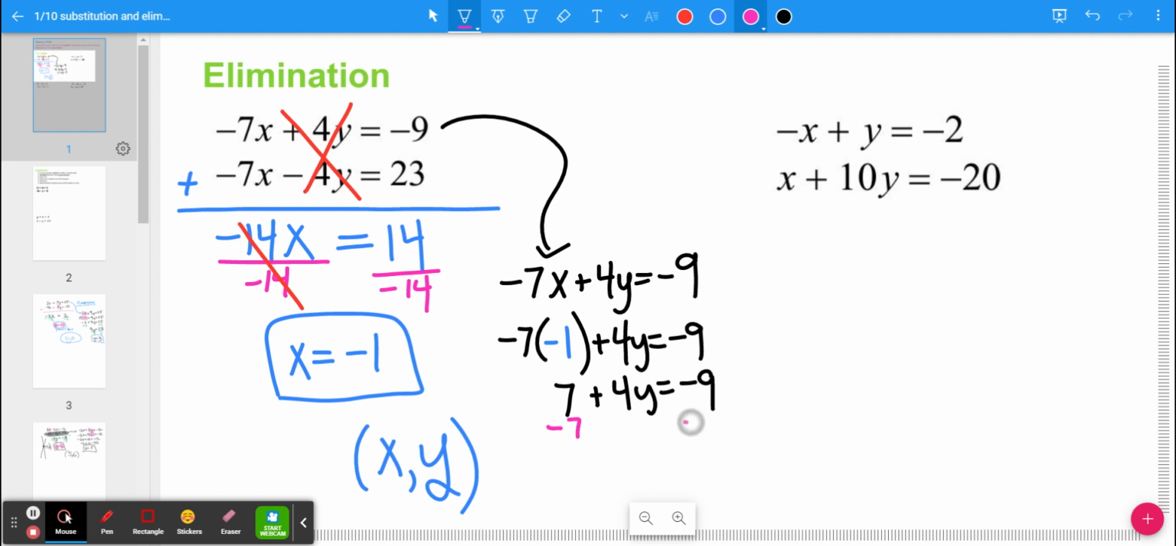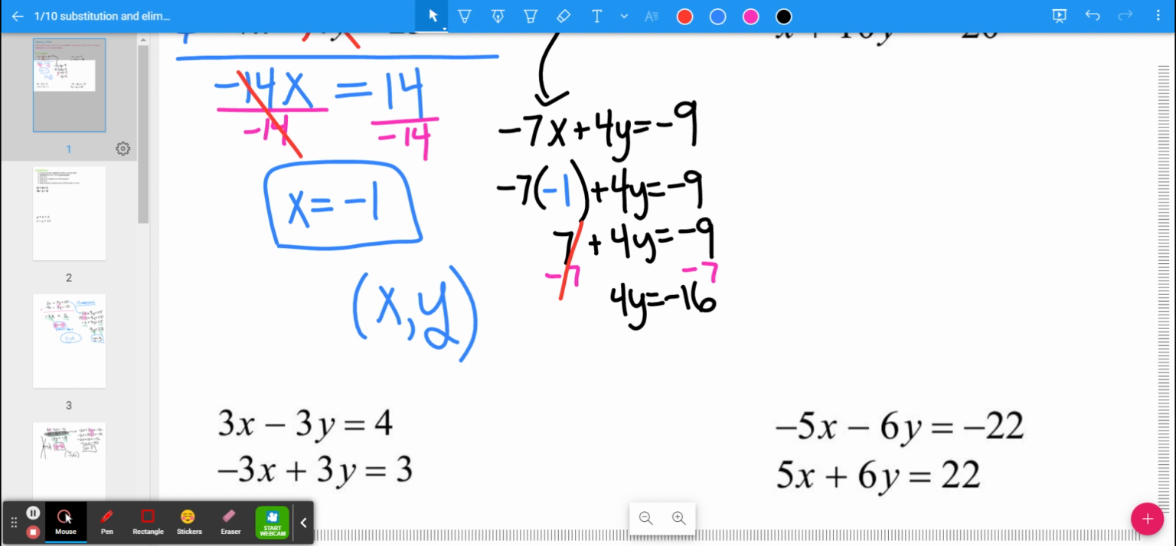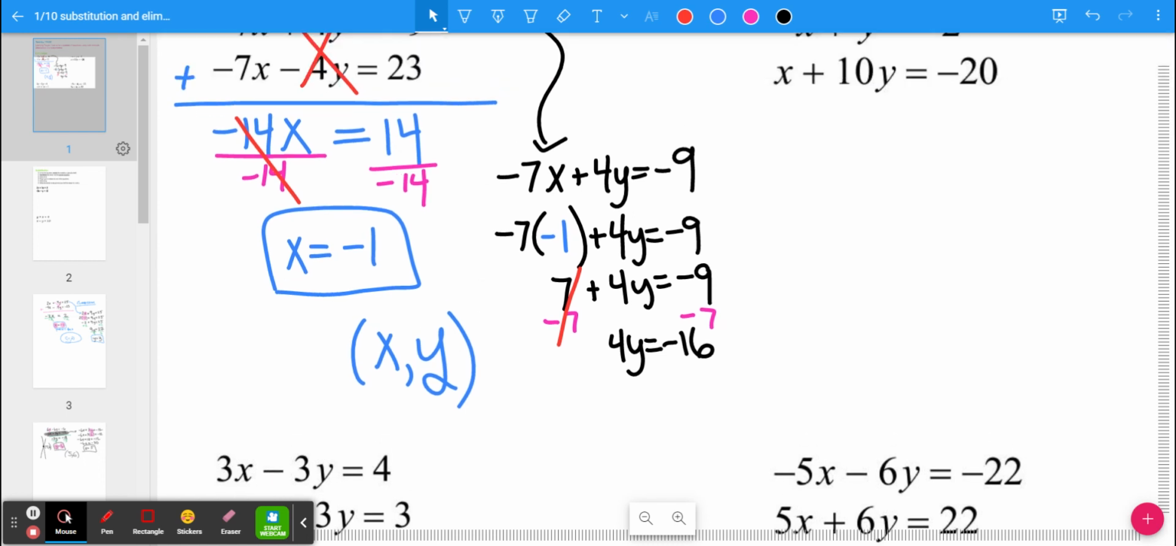I'm going to subtract the 7 on both sides. These cancel. And I'm left with 4y equals negative 16. Now to solve for y, I just have to divide by 4. These cancel, and now I'm just left with y equals negative 16 divided by 4, the negative 4. So this is the other half of my answer.